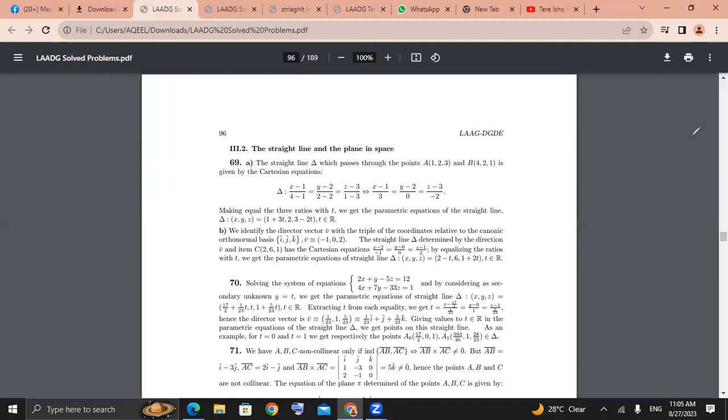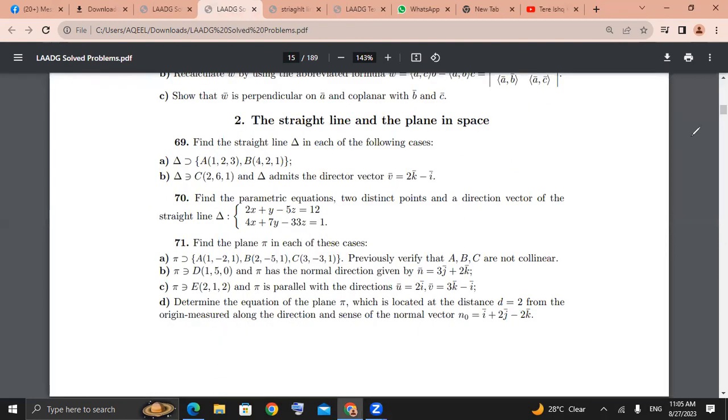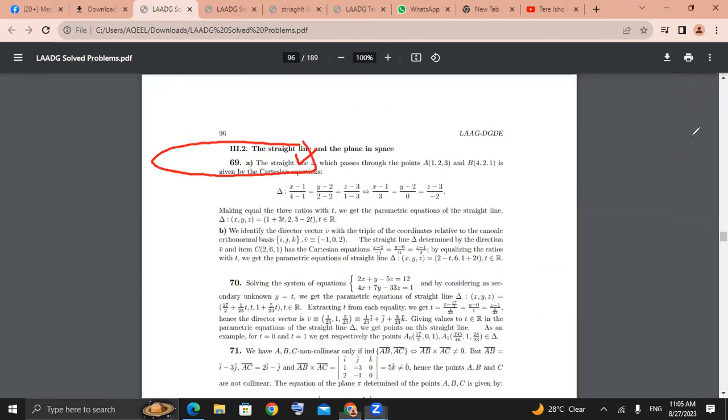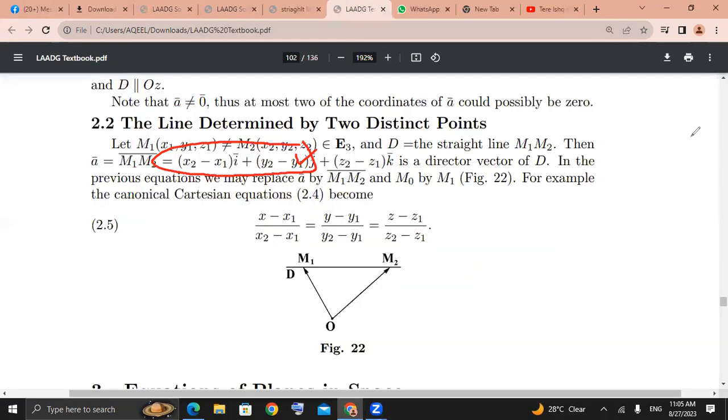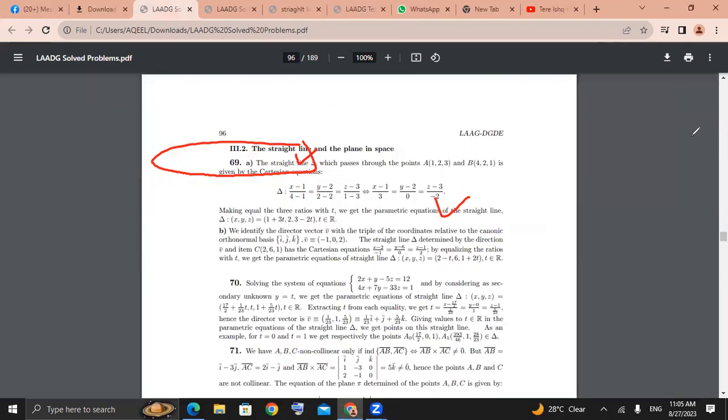So we are going to add some problems. Look here, in this question, he gives two points, A and B. We have to find the equation of the line. When these two points are distinct, we apply this formula, and I write this formula here, where A is 1, 2, 3, and B is 4, 2, 1. So look here.